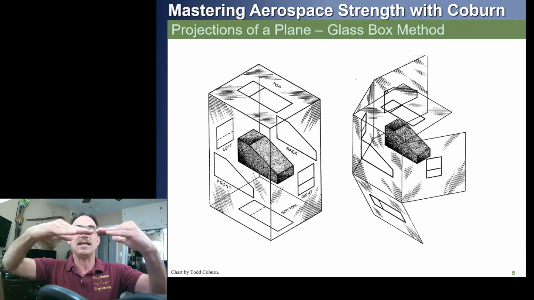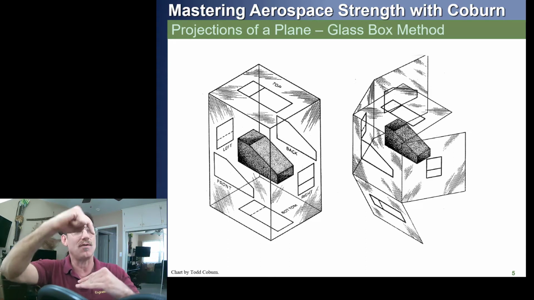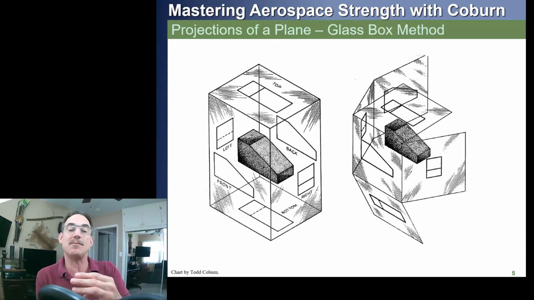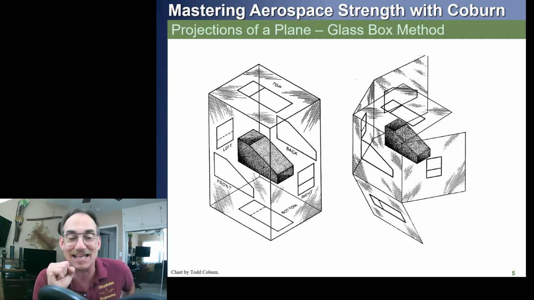Looking from the top, we can see where the part has this joggle. That's a solid line. But looking from the bottom, it's on the other side of the part. You can't see it directly, so it's shown as a dashed line, which we call a hidden line.